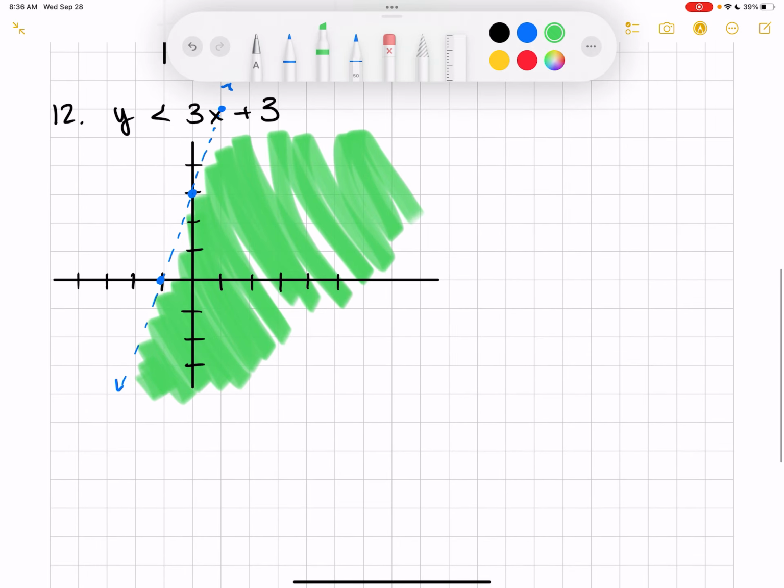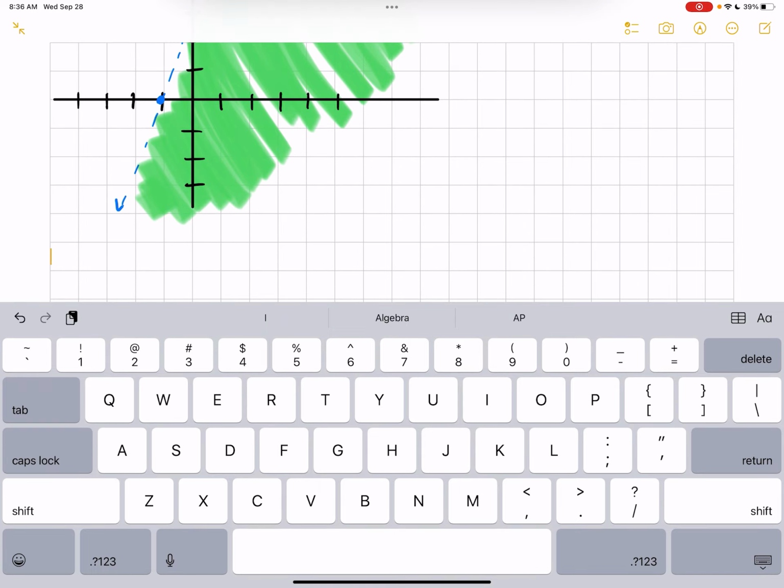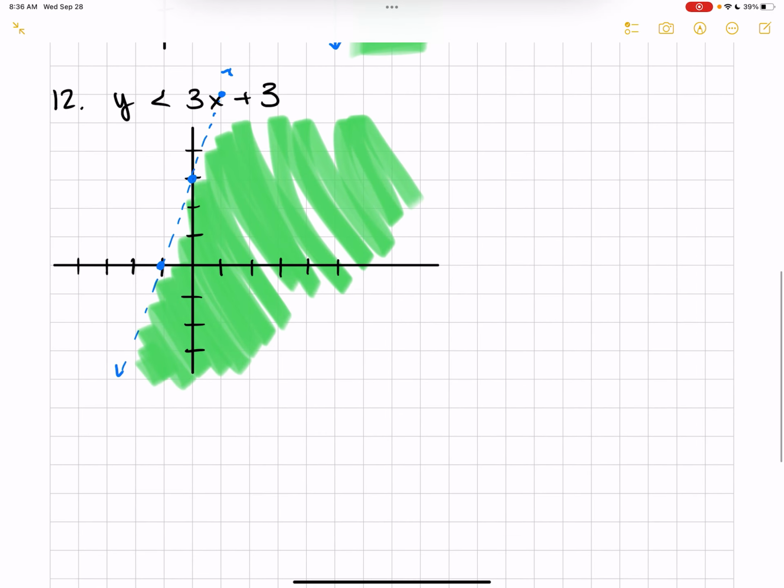Let's see. Whoa, what just happened? Hello, stop freaking out. There we go. Number 14: y is greater than or equal to negative 2/3 times x minus 2.